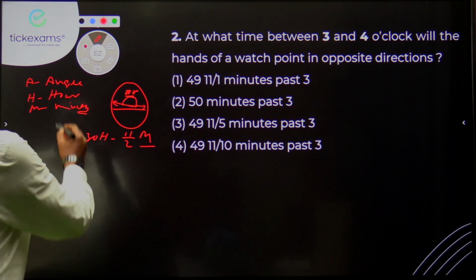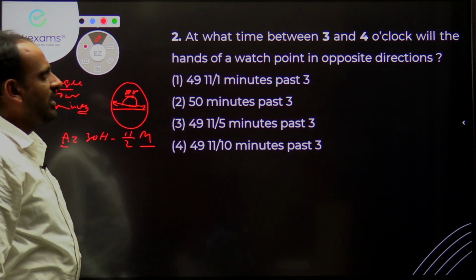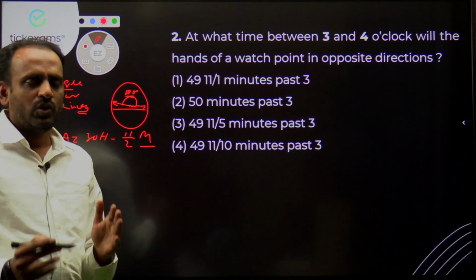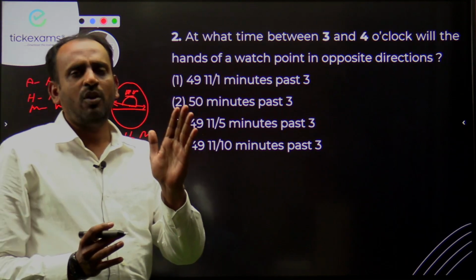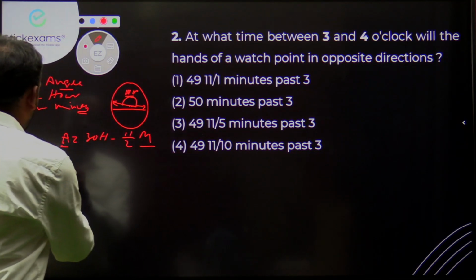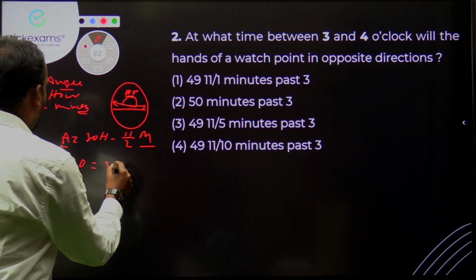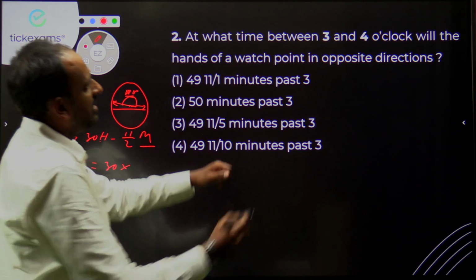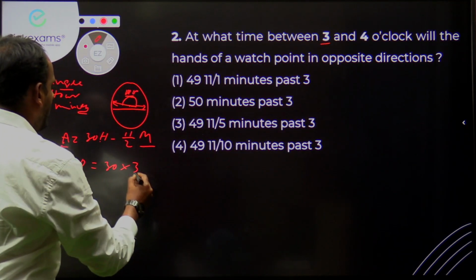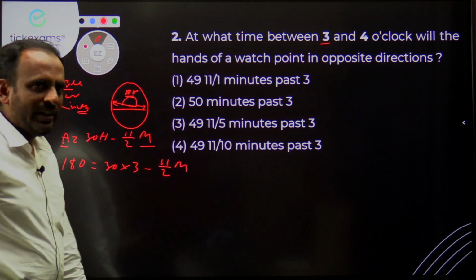So let us use A now. In this case, the angle is 180 degrees. Since this time is between 3 and 4 o'clock, it comes in the first half of the clock, so we will take it as minus 180. So angle A is minus 180 is equal to 30 into h, which means this time, 3 o'clock, so h is 3, minus 11 by 2 into m.